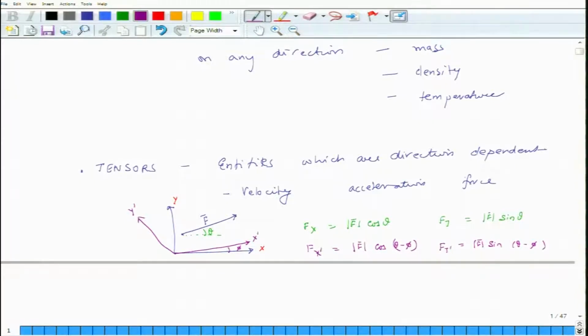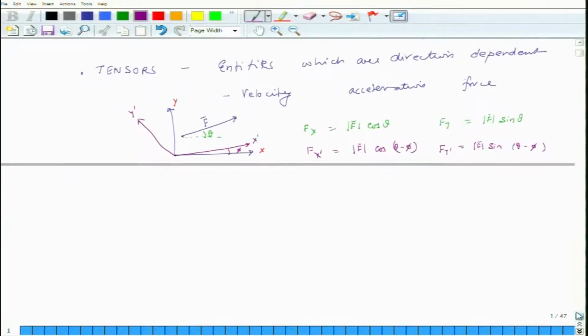So, what we see here is that the components of the force are specific to the coordinate system which we are considering. If the coordinate system rotates, the components of the force also change. So, this is an example of a tensor. Now, in this case, the dependence of the entity, which is force, is just on one single direction, the angle phi. But there are entities which can depend on more than one direction.